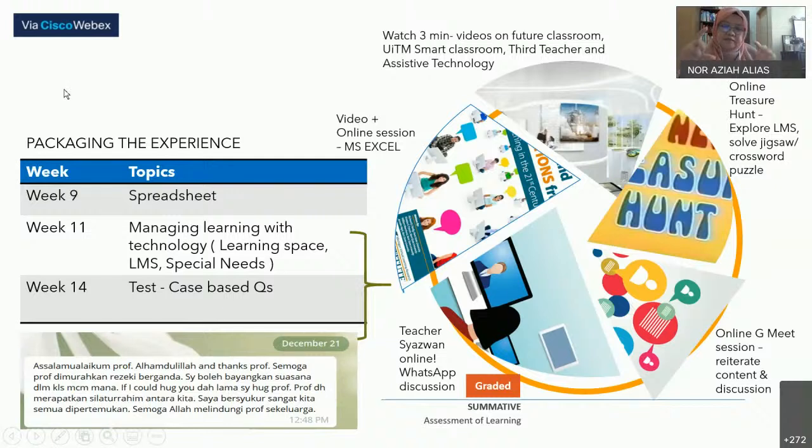This is another package where the students have to learn managing learning with technology. So I package it with spreadsheet because they have to calculate the cost of gadgets and so on. And then what I did was I showed them the latest videos on UiTM Smart Classroom and so on. And then I sent them on a treasure hunt, right? I put here, non-graded formative kind of thing. That's the assessment, actually. So they explore the learning management system, not from my lecture, but by going through an online treasure hunt, solve a simple jigsaw puzzle and crossword puzzle. And then we meet on Google Meet, okay, to reiterate what has been learned.